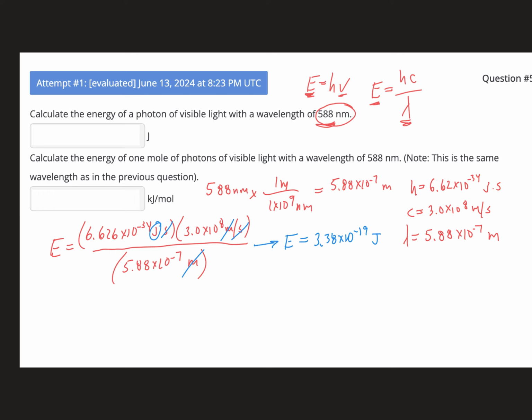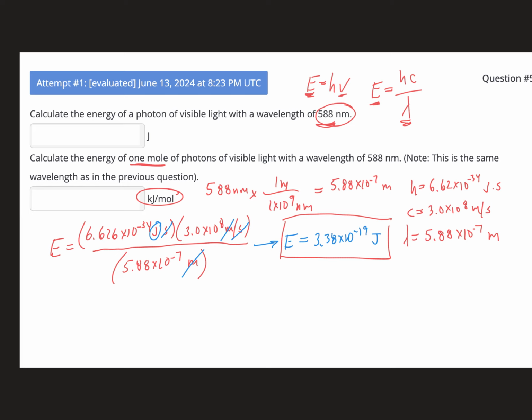So if we multiply those two together and divide, we get an energy of approximately 3.38 times 10 to the minus 19 joules, and that is for a single photon of 588 nanometer light. The next question asks you to calculate the energy for 1 mole of photons of visible light, and they want that now in kilojoules per mole.